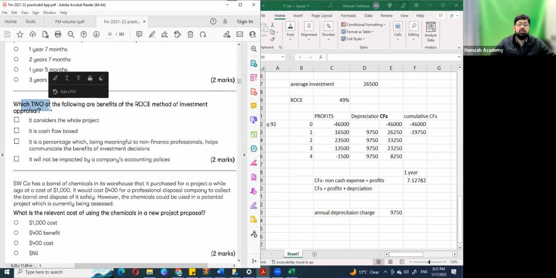Which two of the following are the benefits of payback? Tell me. A, B, C, D. Which two?